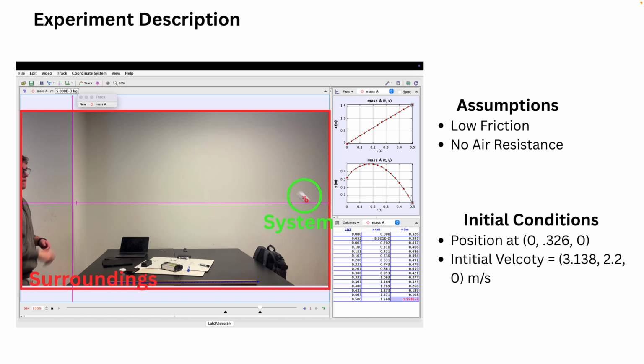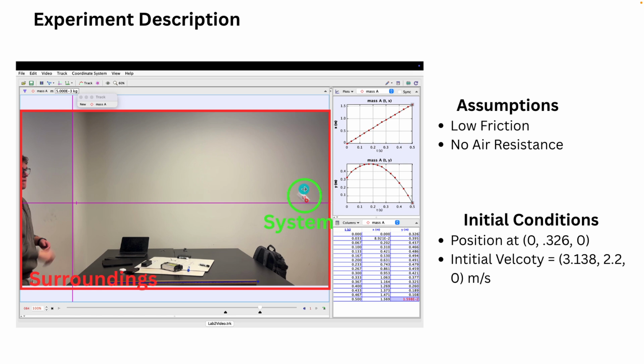The experiment description. This is a photo of the Tracker software, where you can also see a frame of our video. We had to move our axes up because we threw the ball in the air, and I cut the frame to fit only the section where it was in the air, because you couldn't actually see it hit the ground or the table. But that's fine. We just moved our axes up to where the ball started, about 0.3 meters above that purple x-axis, and it ended at 0, so at the x-axis.